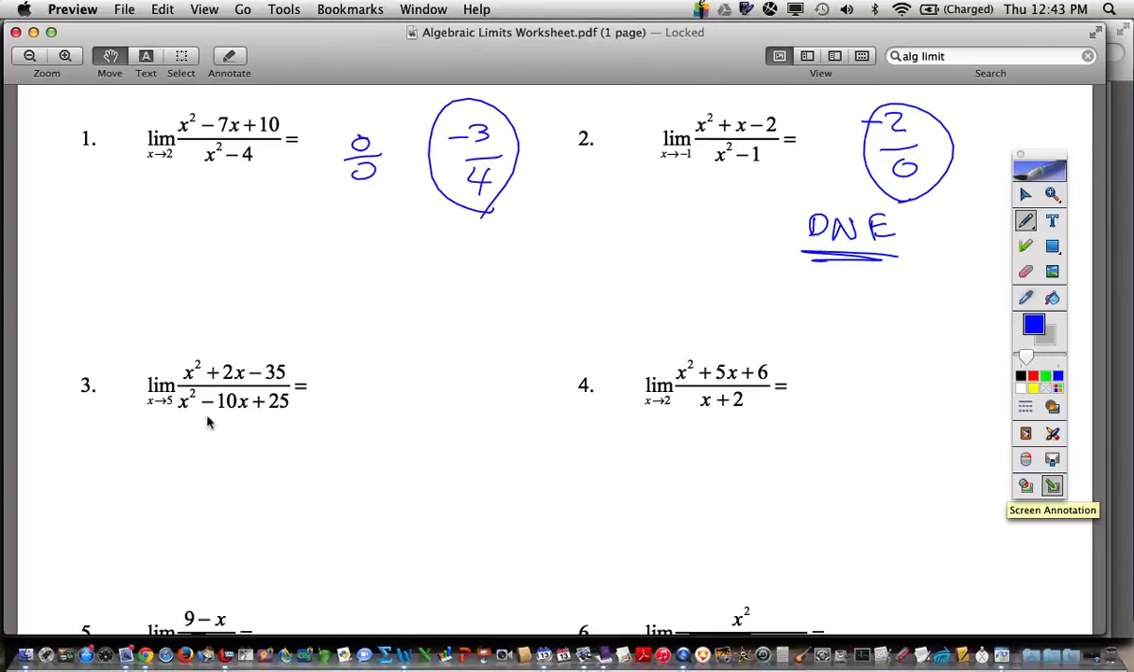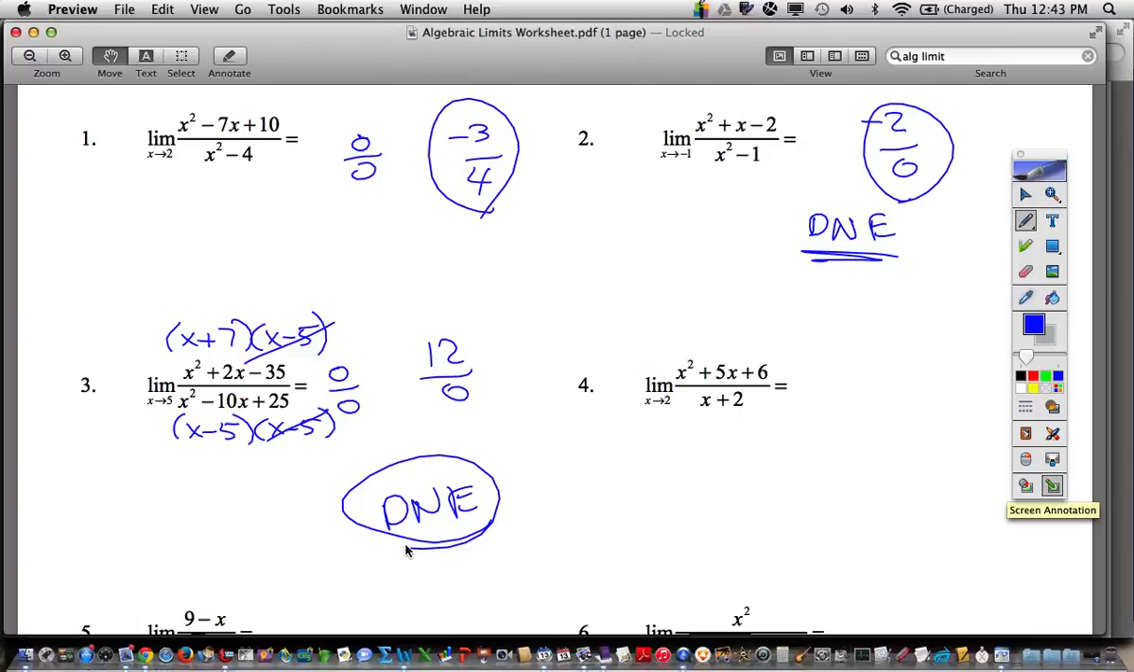Okay? Number 3, you plug in a 5, and I believe you get 0 over 0. So you factor and cancel the x minus 5s, and then you plug in your 5, and you get 12 over 0. Oh, so what's that mean? Does not exist. So sometimes that happens. You start with 0 over 0, thinking maybe there's a hole in the graph, maybe the limit's going to exist, like it did on this one. So this one, there's a hole at 2. This one, there's actually a vertical asymptote at 5. We thought maybe there was a hole in the graph, but it was a vertical asymptote.